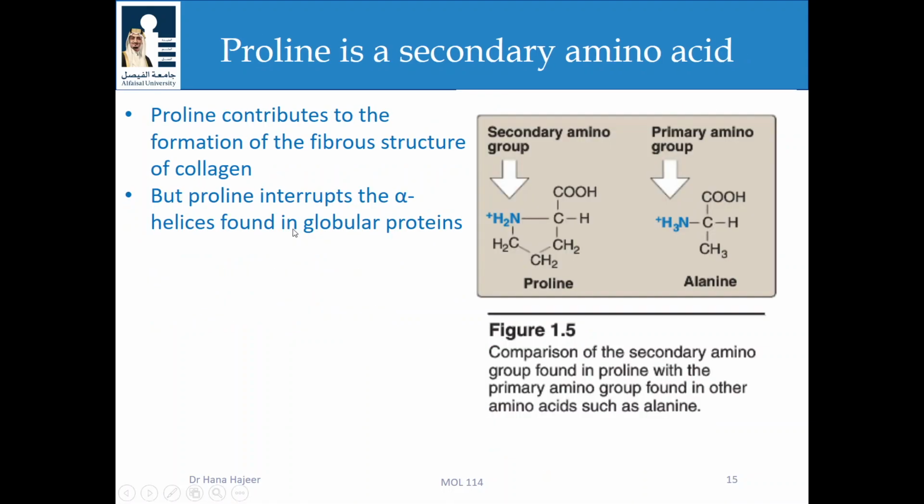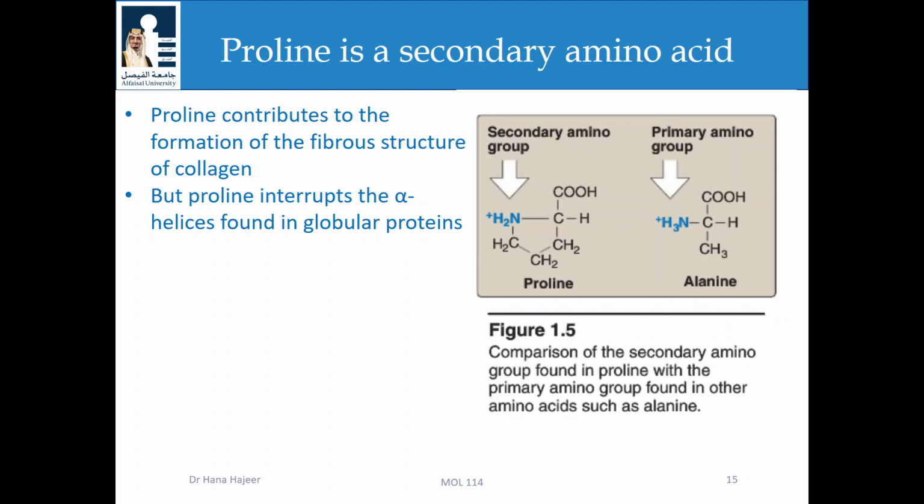Okay, but that unusual bond is going to make proline bulky. Because of its bulky structure, it's going to be useful when making structural proteins such as collagen. So you're going to find lots of proline in collagen because it has this bulky structure.